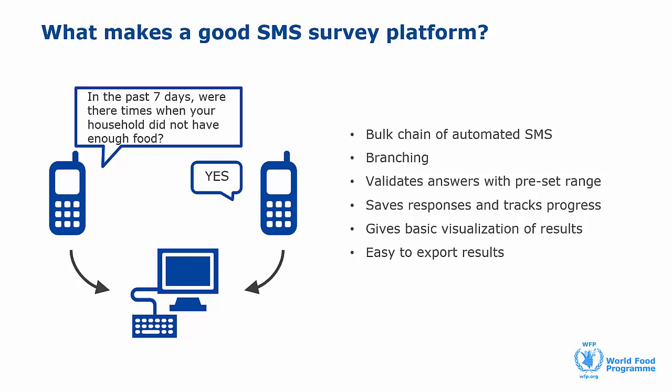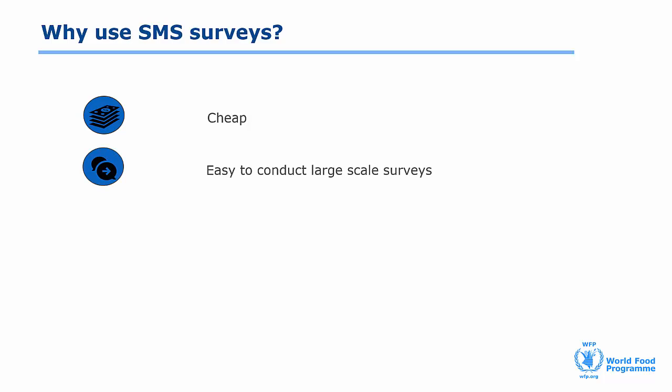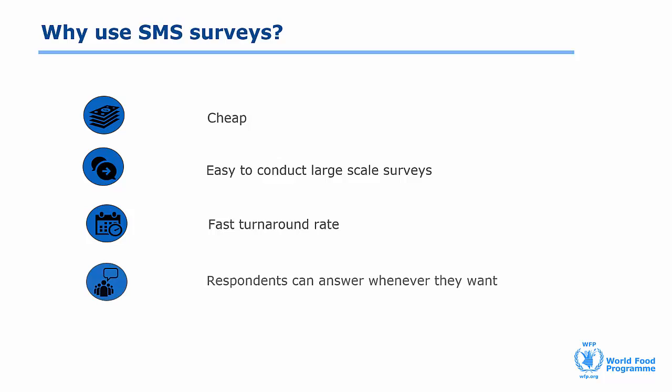So, why use SMS surveys? SMS surveys are one of the cheapest types of surveys, facilitating large sample sizes and fast turnaround rates. Respondents can also answer the surveys whenever they like and can pick up where they left off whenever they want. This is a big advantage over CATI and IVR surveys. Finally, they're also completely automated and responses are stored automatically.